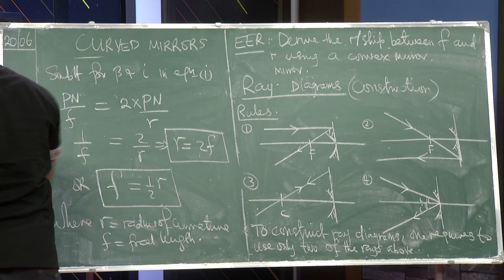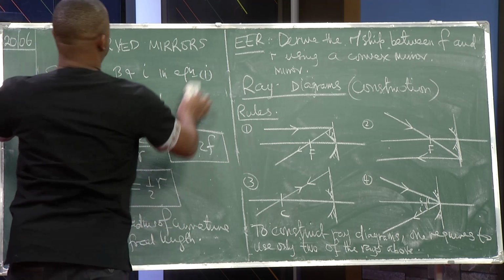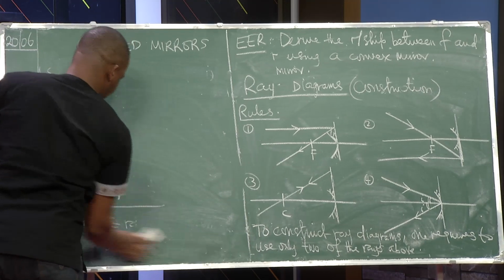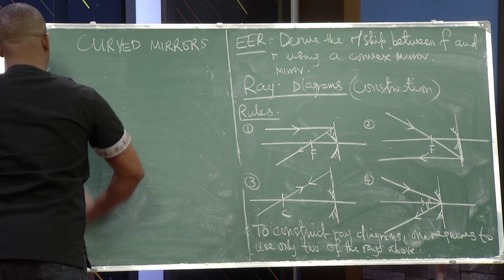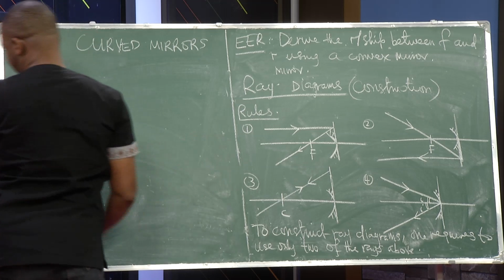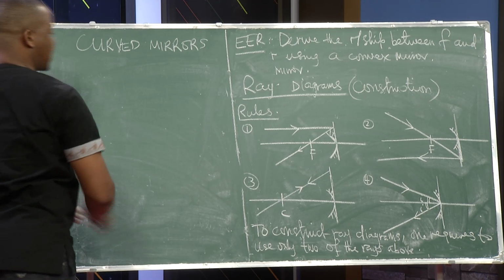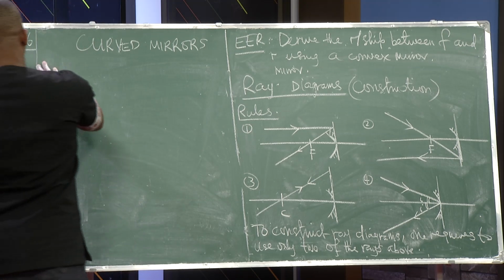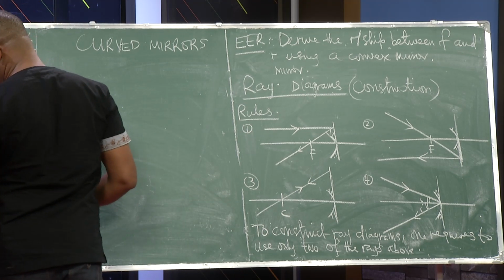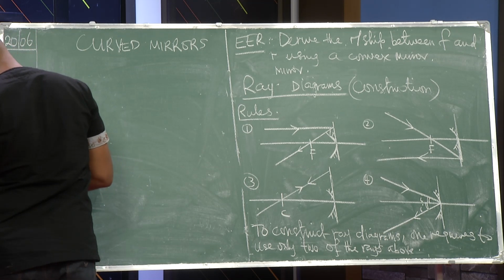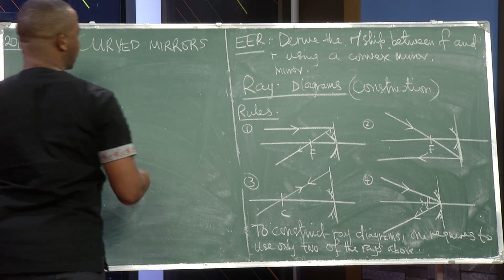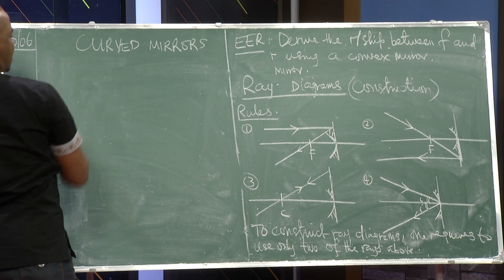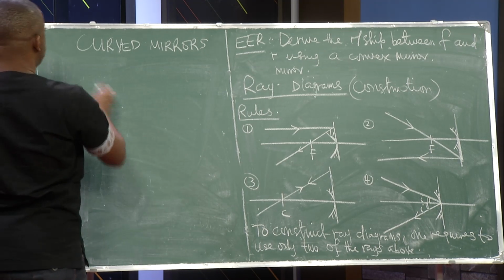In order for you to construct ray diagrams, you are required to use only two of the rays above. In other words, you need a minimum of only two rays, otherwise you can use all of them, but the diagram will be crowded. I will illustrate by drawing only one, and then I'll give you the second assignment. For example, I will use one which is not here.